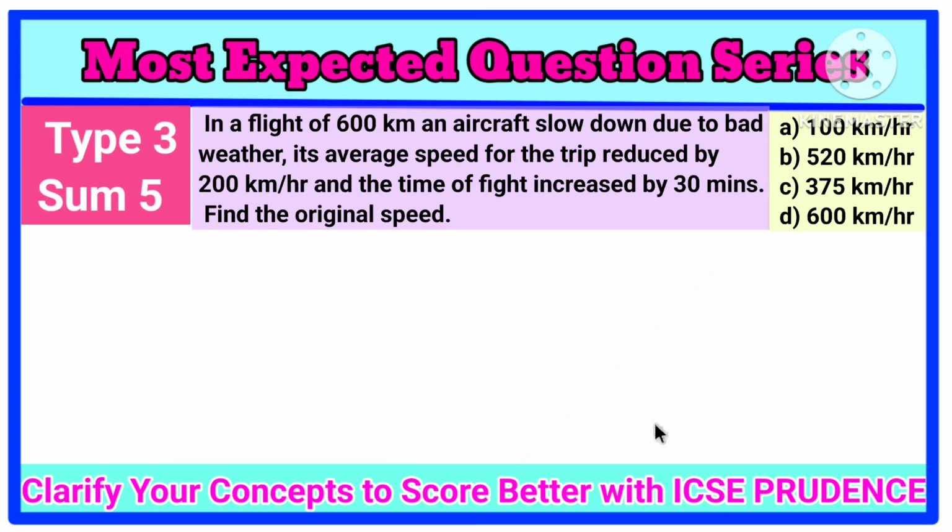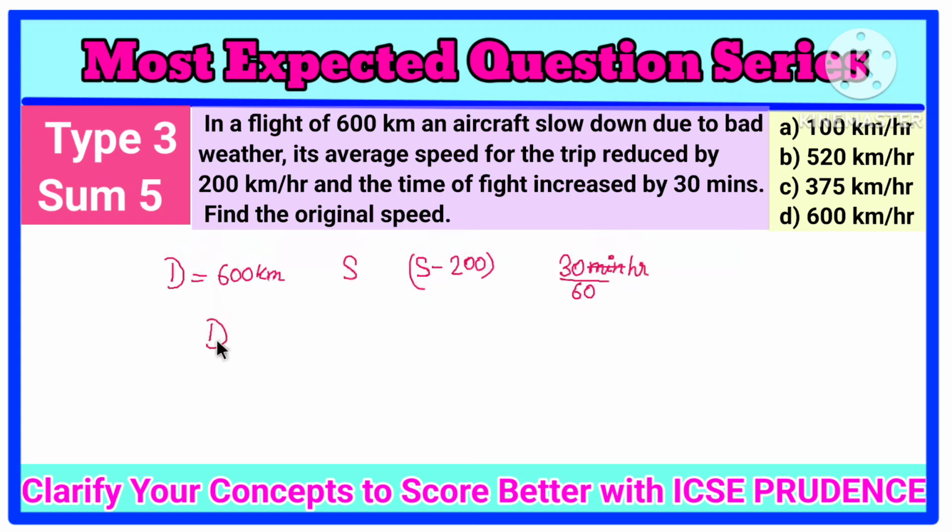Now let us see the next question, that is the last one. In a flight of 600 km, so the distance is given to be 600 km, an aircraft slows down due to bad weather. Its average speed for the trip reduced by 200 km per hour. So if the original speed is s, due to bad weather, the speed is s minus 200. And it is said the time of the flight increased by 30 minutes. And the time difference is given 30 minutes. Everything is given in kilometer per hour, so time difference will be 30 by 60. Then you will get this in hour.